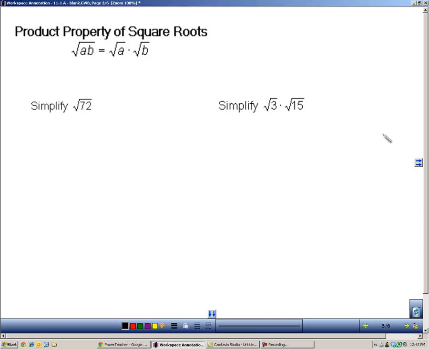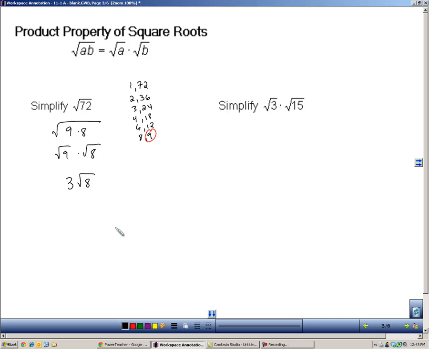Here are some more examples using the product property. Again, I want to find a perfect square that exists in 72. So I'm going to list all the factors of 72. These are all the factor pairs, and we're looking for perfect squares. Are any of those numbers a perfect square? And the answer would be 9. So I can break up the square root of 72 into 9 times 8, and according to the product property of square roots, I can make that the square root of 9 times the square root of 8. And the square root of 9 is just 3. So this becomes 3 square root of 8.